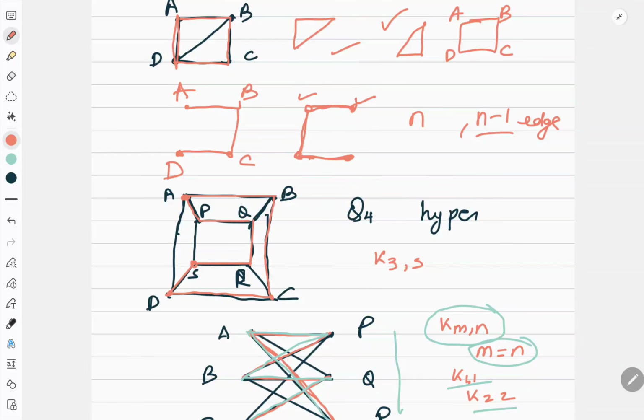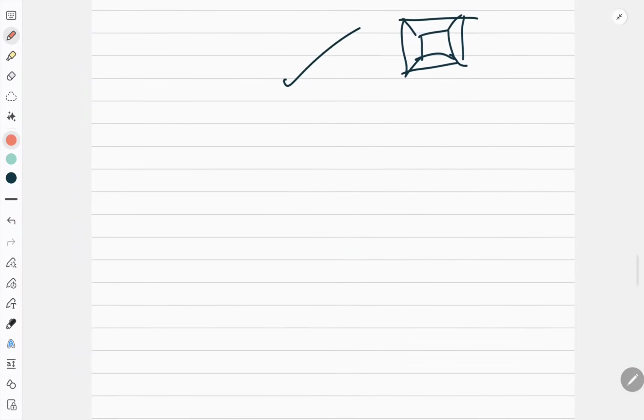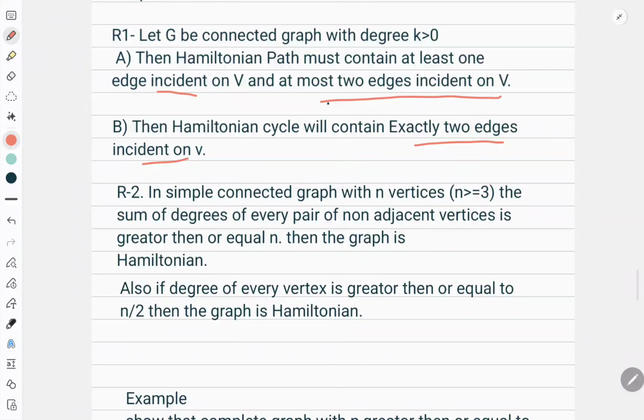Don't see the whole graph. Like here, if you see, this is the orange color. This vertex, this vertex, this vertex, this vertex, this vertex, this vertex, this vertex, and this vertex all have degree 2. So that is the meaning of result 2. Right? So a Hamiltonian cycle should not have more than degree 2 for every vertex. Now come to the next result. In a simple connected graph with n vertices, if the sum of degrees of every pair of non-adjacent vertices is greater than or equal to n, then the graph is Hamiltonian.